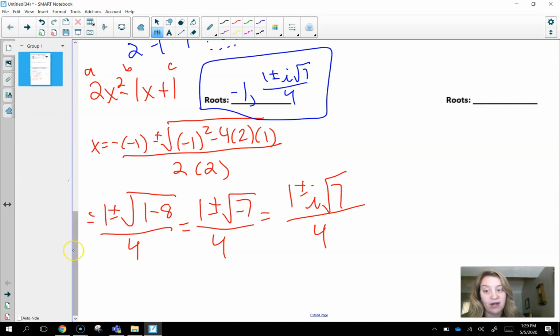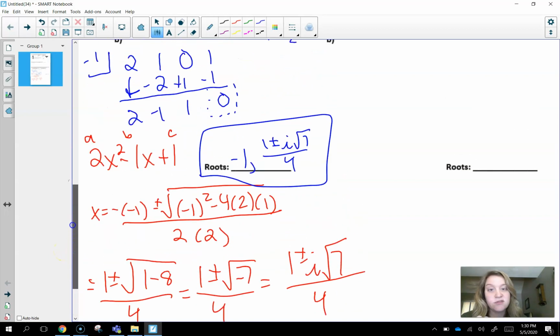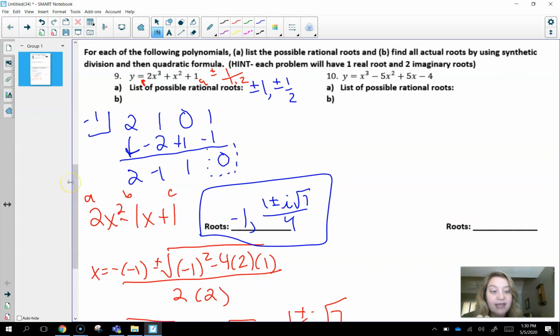Okay, remember your highest degree tells you how many roots you're going to have. So hopefully that answers questions for you guys to help you with number 10. Number 10, not even missing any placeholders, so you don't have to put a 0 like we did in number 9. If you do have any other questions, y'all keep asking them.